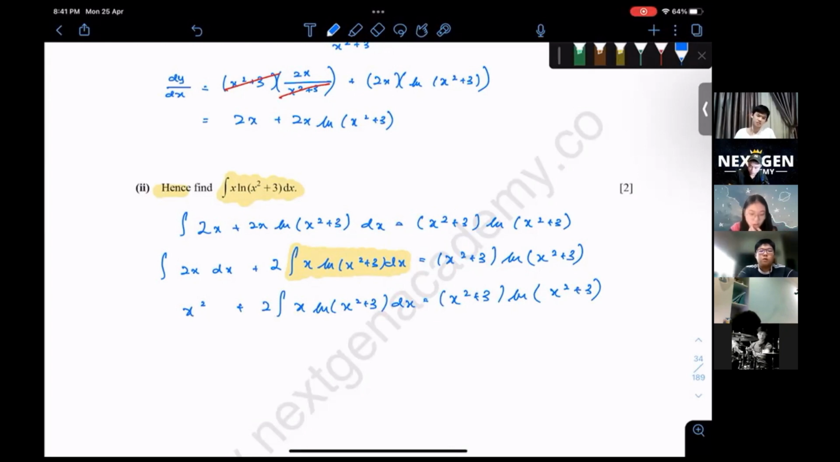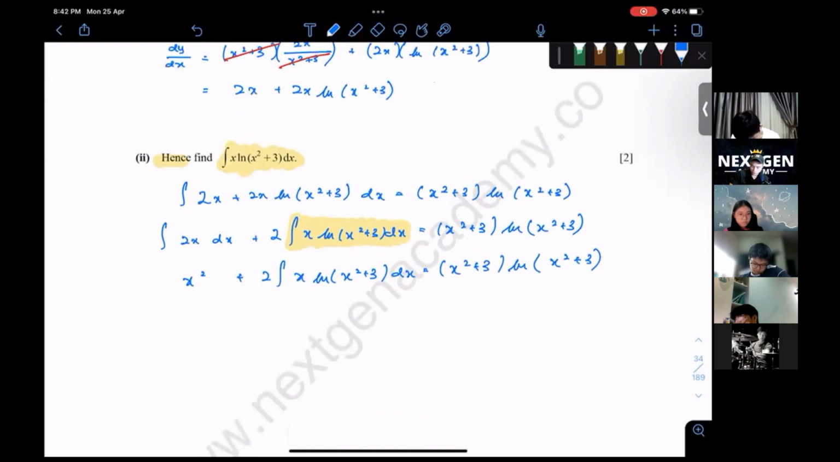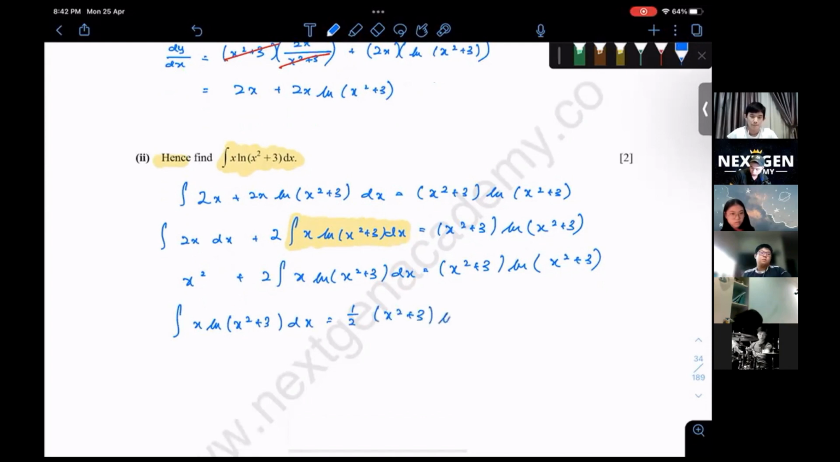So my x squared, I want to move it to the right hand side, it will become negative x squared. Then you need to divide by 2, right? Okay, wait till I get back to your question. So let's just straight away write, because I don't want to write so many times. This one 2-mark question only. So I need to divide by half also, right? So all my terms will divide by 2: ln x squared plus 3 minus x squared over 2.